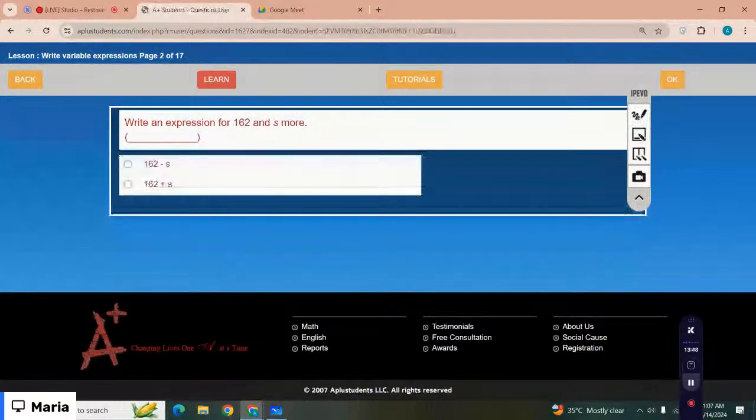The next one is write an expression for 162 and s more. More means you are going to add, right? So you have to add them. That would be 162 plus s. Option number 2 is the correct option. 162 plus s is the correct option.